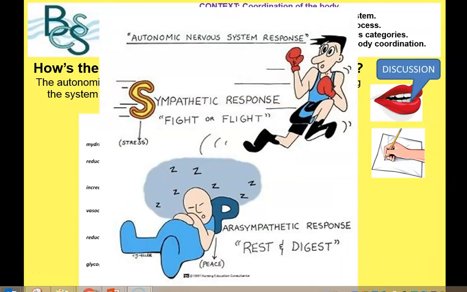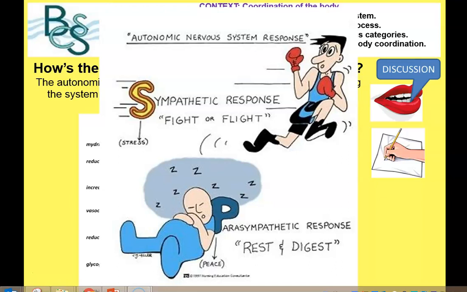A good way to remember this is by using the fight or flight response for sympathetic responses, and for parasympathetic responses, rest and digest. And that will really help you when you're answering questions, if you can remember those two phrases, because you will be asked to suggest what might be happening in different parts of the body, either in a sympathetic response or a parasympathetic response.